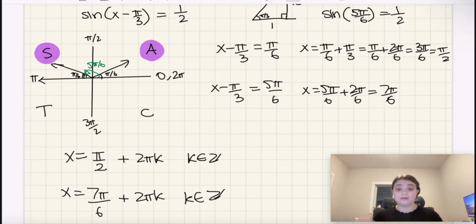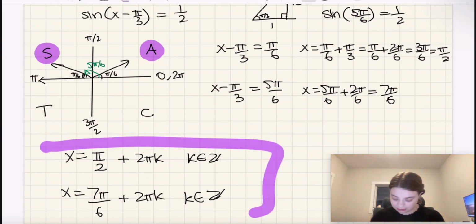If we're given a certain domain, then that's not the case. Then we just have to find the values that are within that domain. But in this case, they just said to give all solutions. And so these would be the solutions over here.